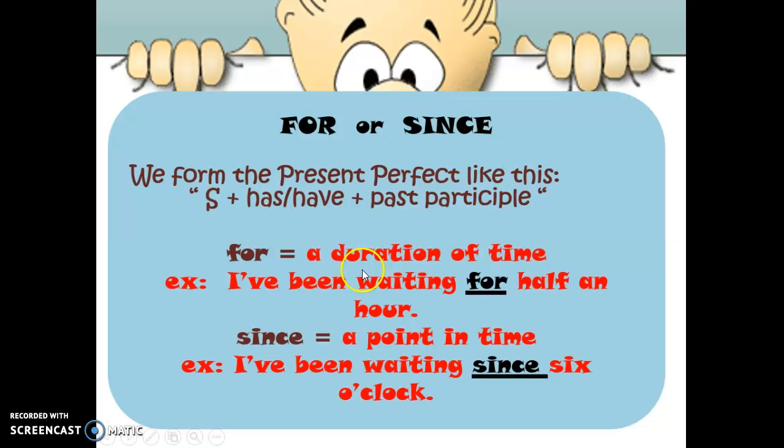Okay, so usamos for por una duración del tiempo, de cierto tiempo. Y since en un punto específico en el tiempo. Es for, por, and since, desde. Yo he estado esperando por media hora. O yo he estado esperando desde las 6 en punto. So let's continue.